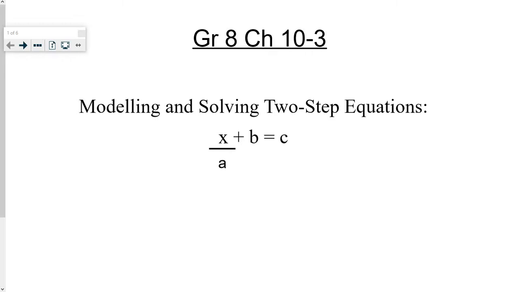This is grade 8, chapter 10, part 3, modeling and solving two-step equations. So the two-step equations will be x divided by a plus b equals c.